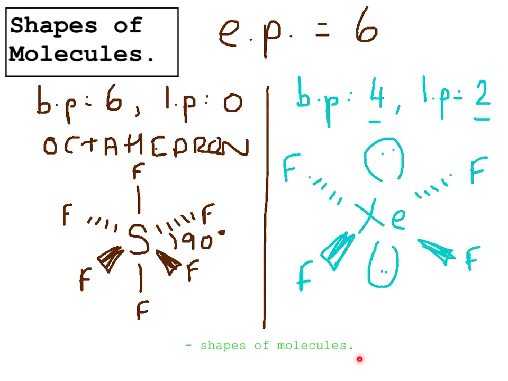Now, because the 2 lone pairs are opposite each other, they cancel each other out. If you like, this lone pair will push these bonds down, but this lone pair would push them back up again an equal amount. So the bond angles here are, again, 90 degrees, as those lone pairs have no effect.